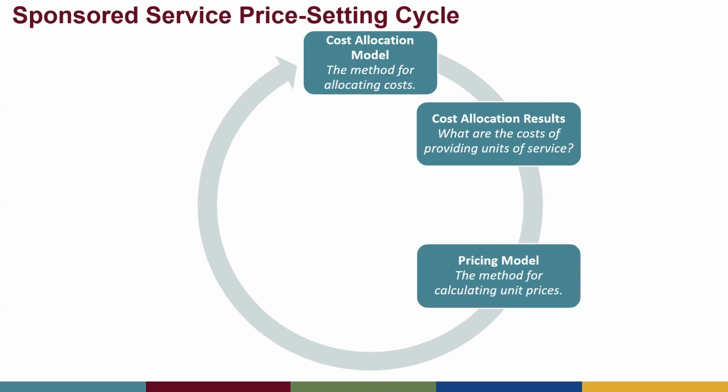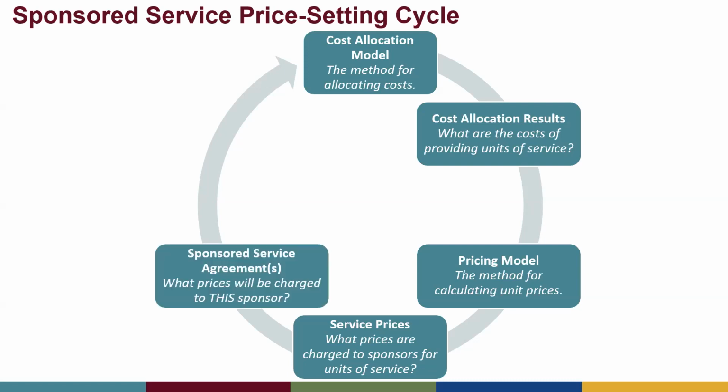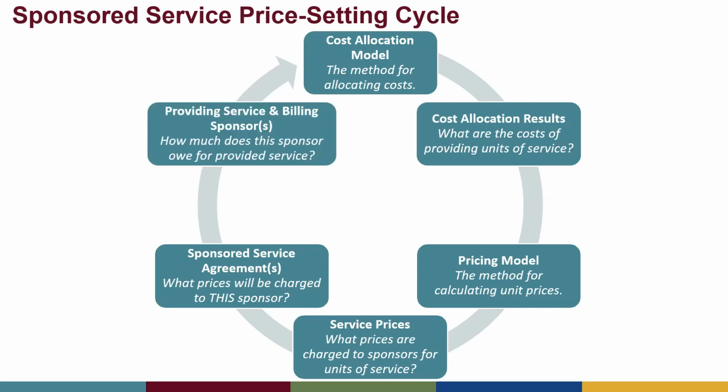Once you have those results, then you can go to build your pricing model, which is the way that I take those costs and turn them into a price that I'm going to charge sponsors. And once you have that pricing model set up, then you can figure out exactly what the dollar values are. Am I going to charge per trip, per mile, per hour, some combination of those things? And those are your service prices. You take those service prices, and we build them into a sponsored service agreement. That's the documentation between you and the sponsor, that this is what I'm going to charge, this is what I'm going to deliver. And of course, then you need to do the billing piece. You provide the service and you bill.